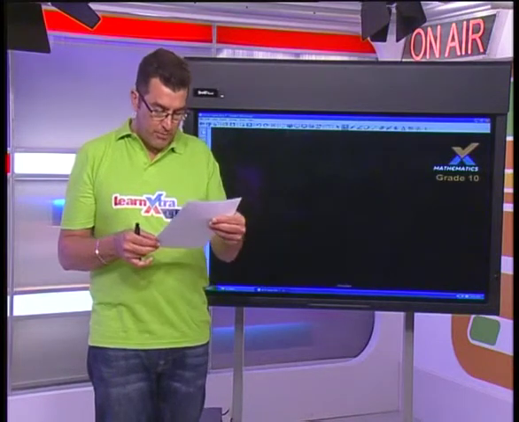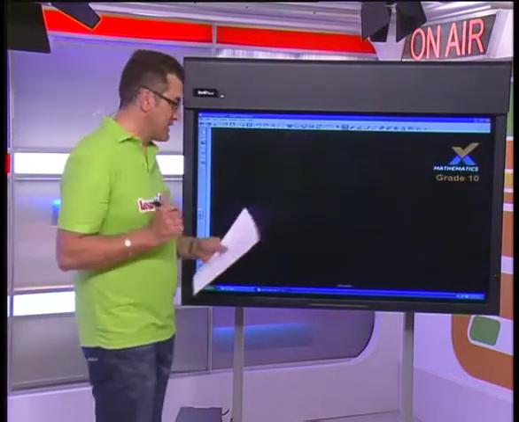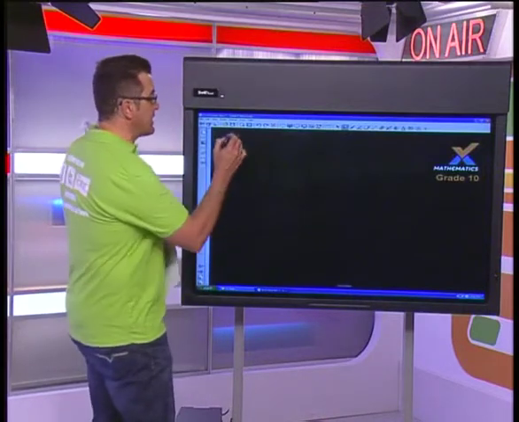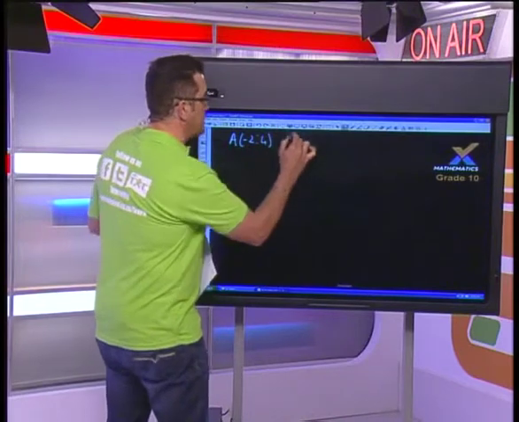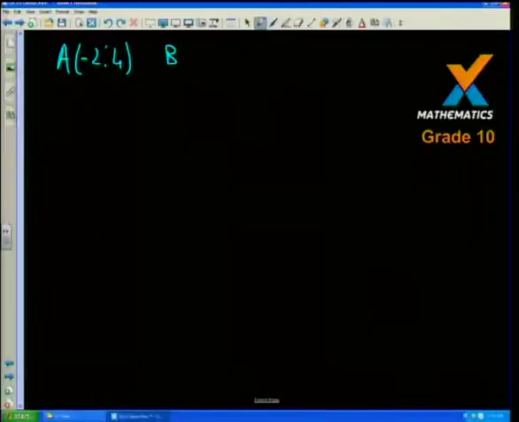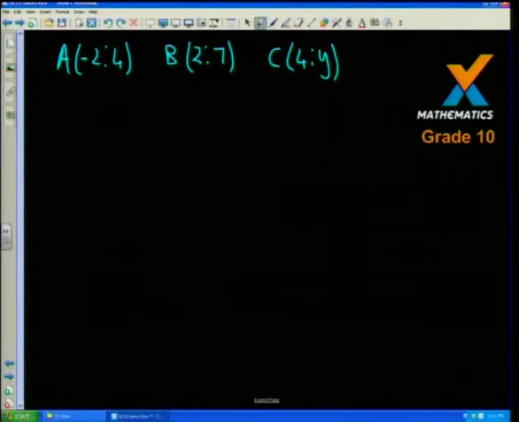My next example involves 3 points. I must choose one here, folks, because James tells me time's running out on me. So let me choose the one that works with gradients. They give me 3 points. They tell me point A is the point (-2, 4). Point B is indeed the point (2, 7). And then point C is the point (4, y).